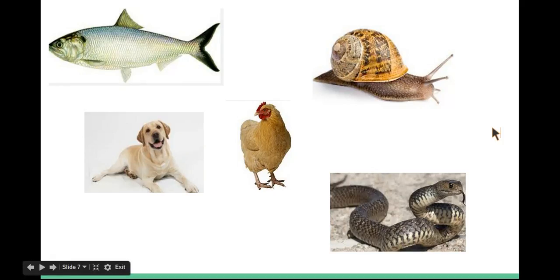Take a look at these animals here. A fish, a dog, a chicken, a snail, and a snake. Identify the animal that has an exoskeleton.